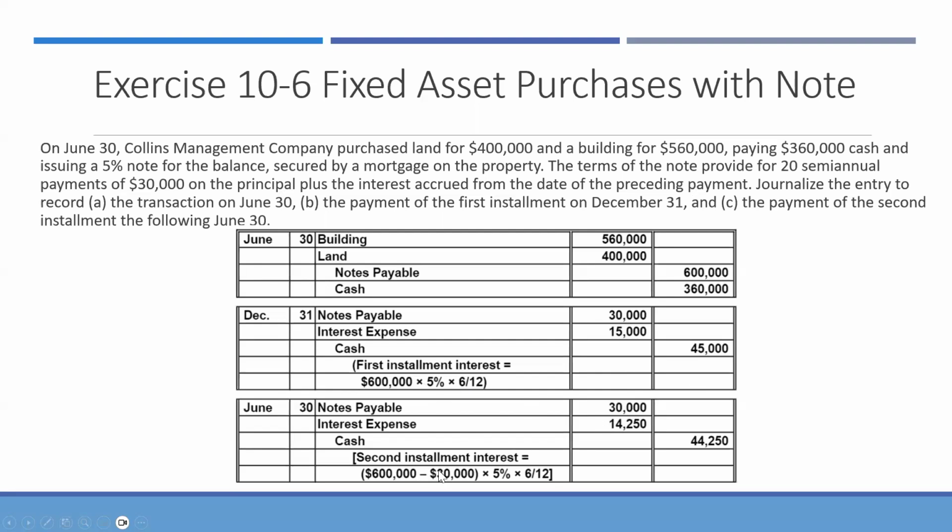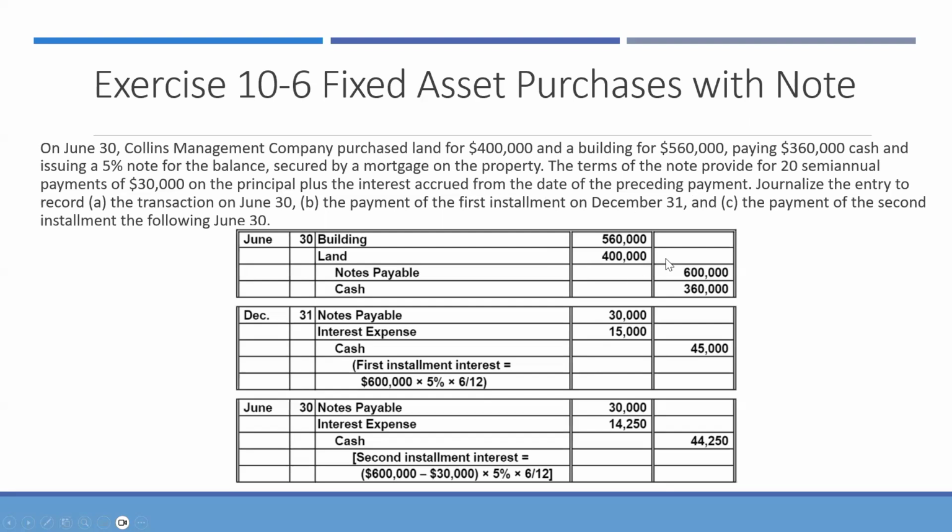And then the second installment interest, we have to subtract the initial principal paid. So it's going to be 570,000 times 5% divided by 2. That's the second payment's interest. The third payment's interest would be 600,000 minus 60,000 times 5% divided by 2, right? So the interest becomes less the more that we pay off on the loan.